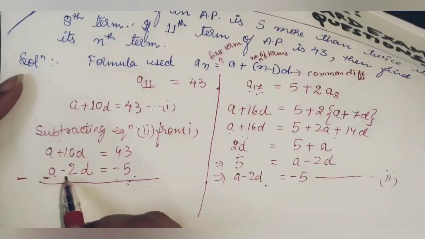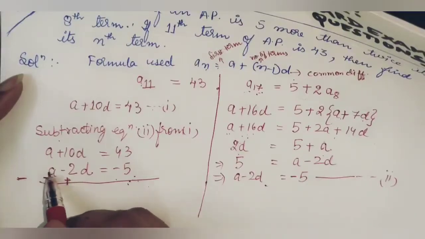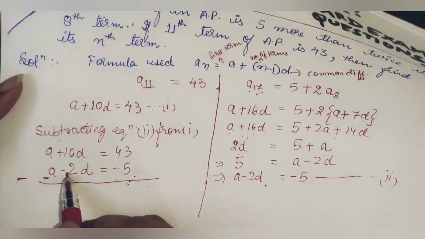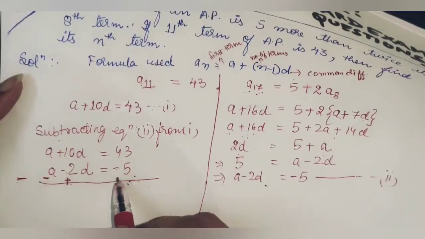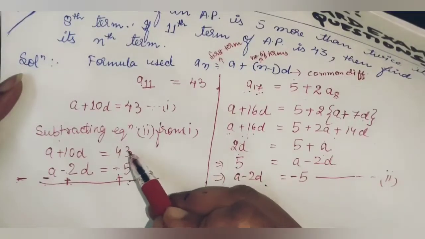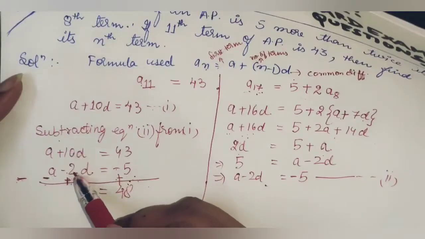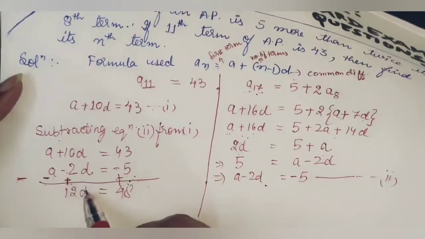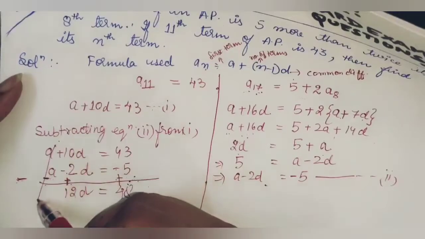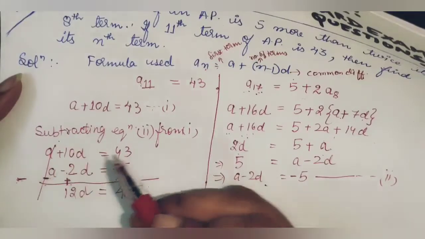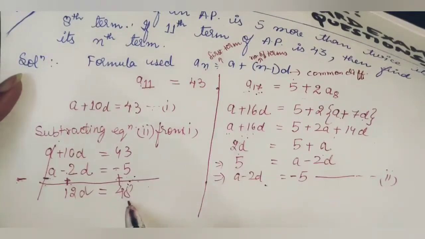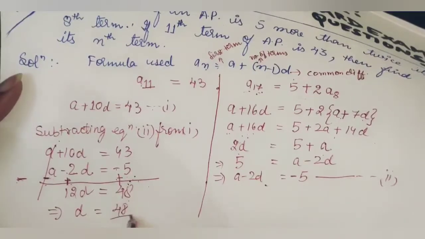This will become minus, this will become plus, because minus plus minus, this minus minus plus, and this minus minus will also be plus. Now 43 plus 5 is equal to 48. 10 plus 2 is equal to 12d, and a minus a will cancel out and it will become 0. So 12d is equal to 48. From here we will get d is equal to 48 by 12.